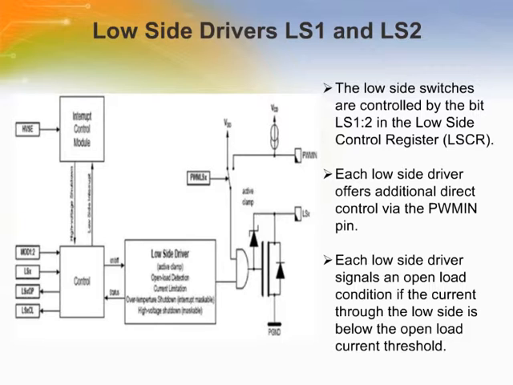This page gives you information about the low-side switch present in the MC33911 device. Each low-side driver offers additional direct control via the pulse width modulation input pin. If both the bits LS1 and pulse width modulation LS1 are set in the low-side control register LSCR, then the LS1 driver is turned on if the pulse width modulation input pin is high and turned off if the pulse width modulation input pin is low. Each low-side driver signals an open load condition if the current through the low side is below the open load current threshold. Each low-side driver has a current limitation.